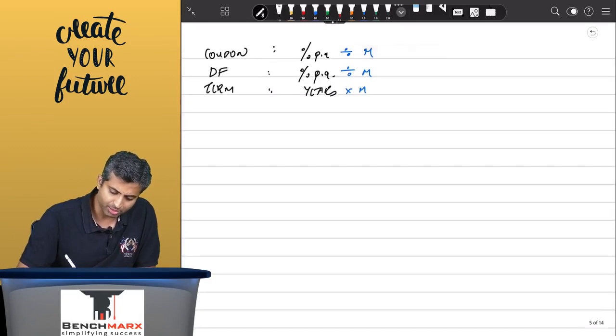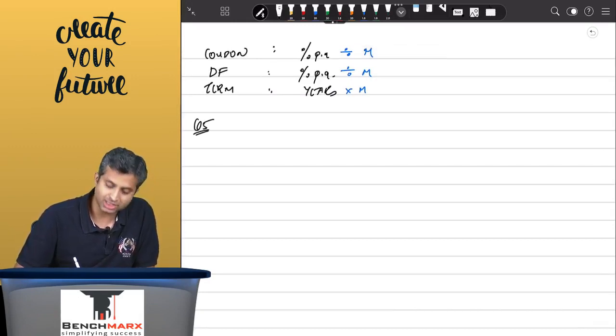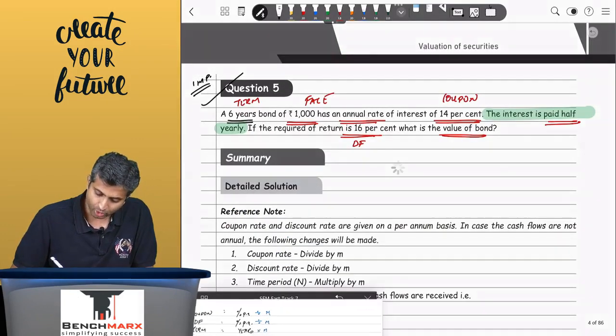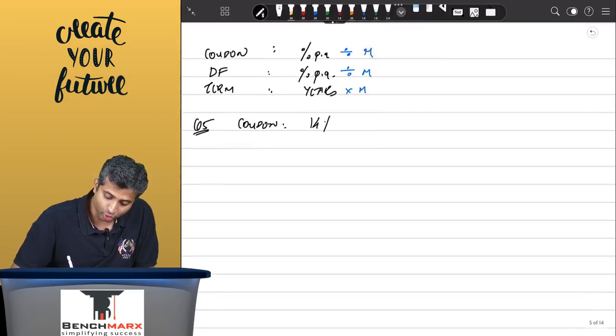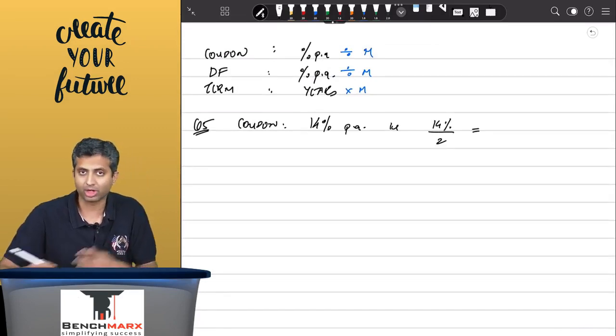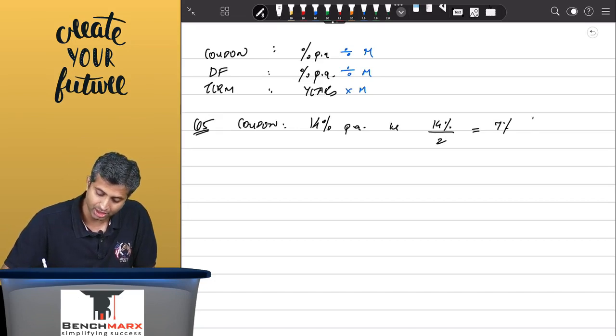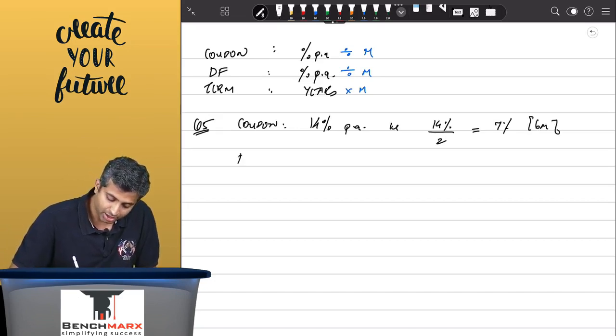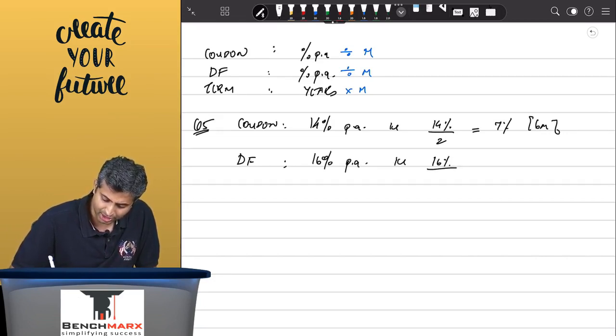So if you look at question number 5, the adjustments that you will have to do: the coupon over here is given to you as 14%. This is clearly an annual coupon, so this is 14% per annum. That is 14% divided by 2. It is a semi-annual bond and hence half yearly frequency. So this is 7% for a 6-month period. The discount factor over here is 16% per annum, that is 16% divided by 2, which will come to 8% for a 6-month period.